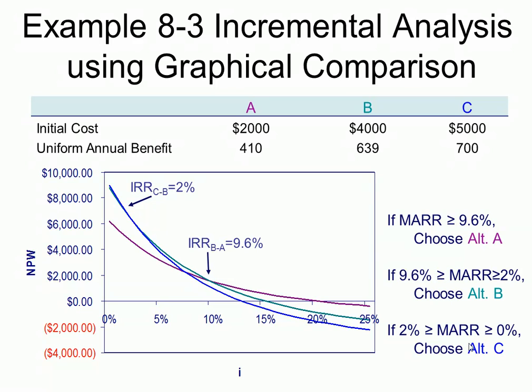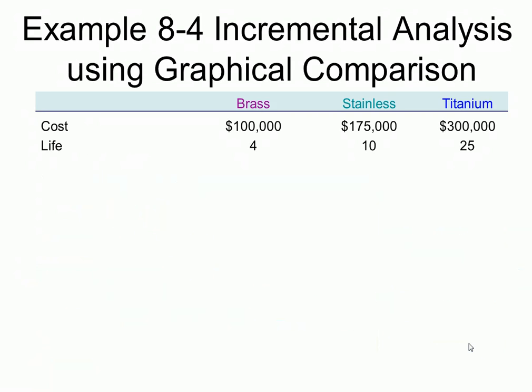Of course, in this example, we do not consider an option of doing nothing. That would be an additional option if it existed. In this case, we have to do either A, B, or C. So now let's take a look at another example of incremental analysis using graphical comparison.